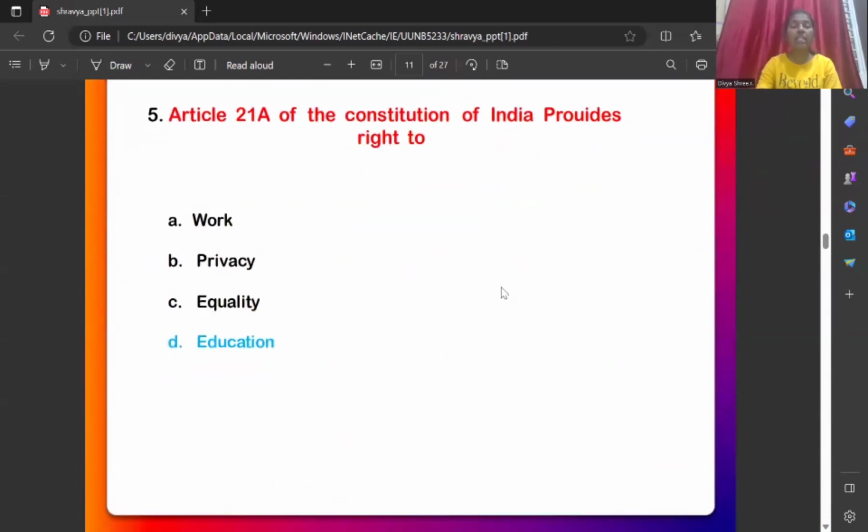And the fifth question is, Article 21A of the Constitution of India provides the right to, the options are: option A is work, option B is privacy, option C is equality, and option D is education. The correct answer is option D, that is education.